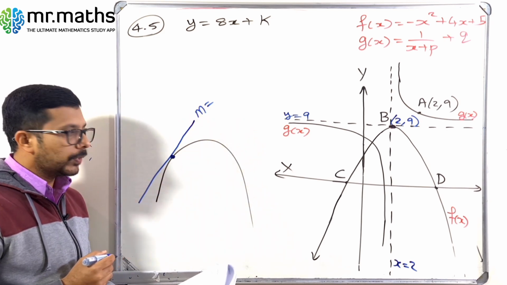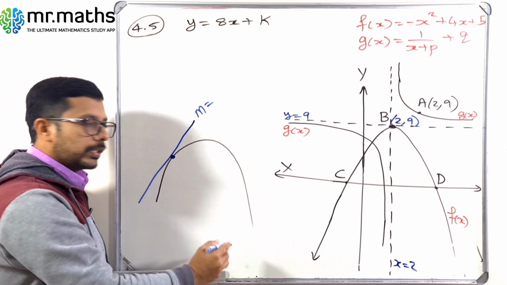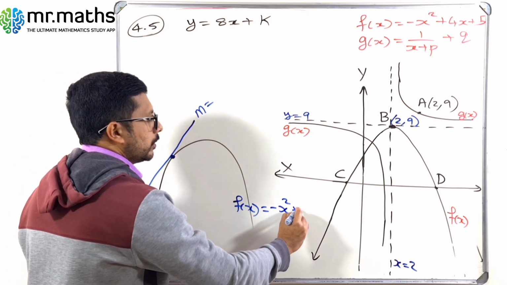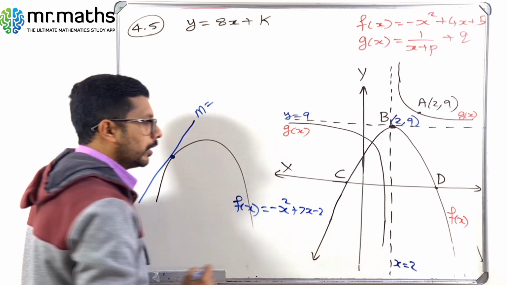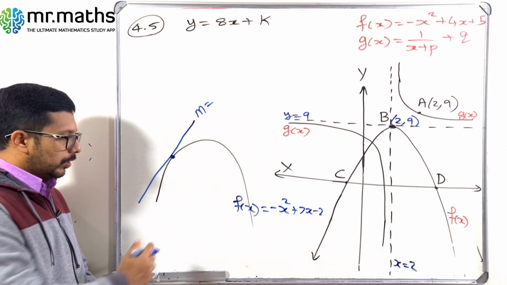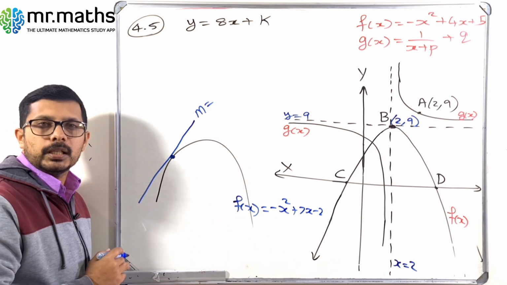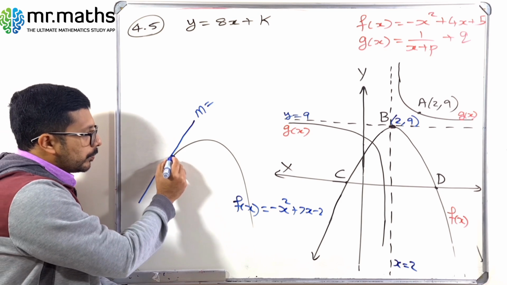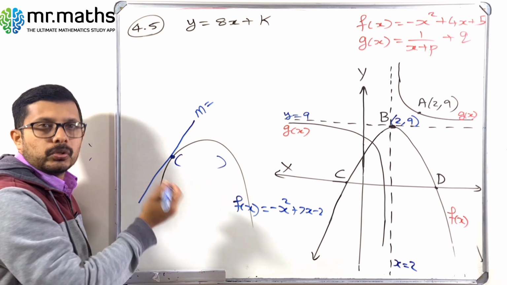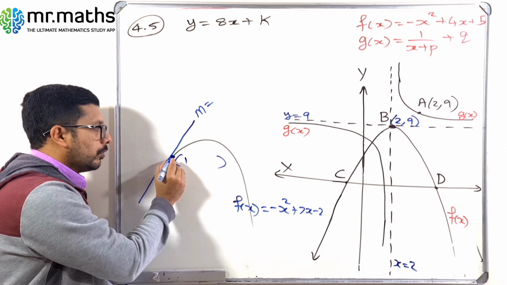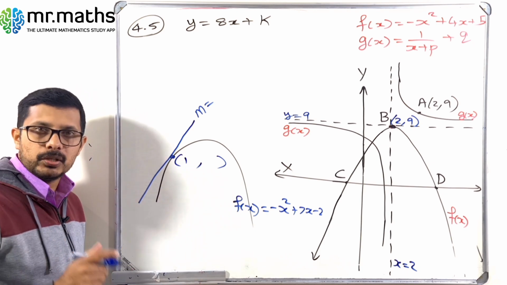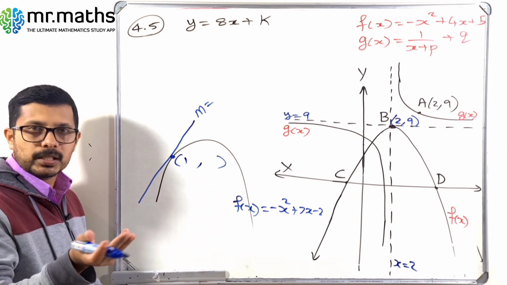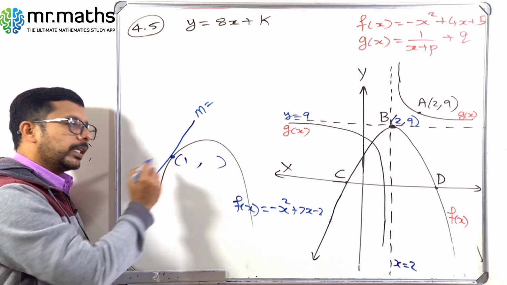How can I find it? If this one is a curve, definitely there is an equation for this curve. For example, I'm just giving an example: minus x square plus 7x minus 2. Anything, just an example. At this point you have to know the x value also. At least you have to know the x value of that touching point. So assume that at this point the x value is 1. I'm just giving an example, that's all.